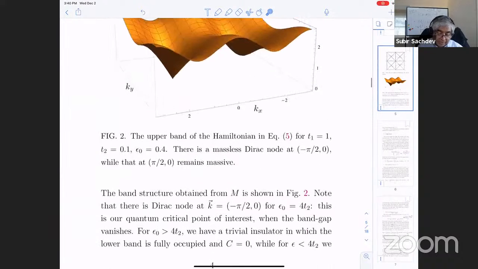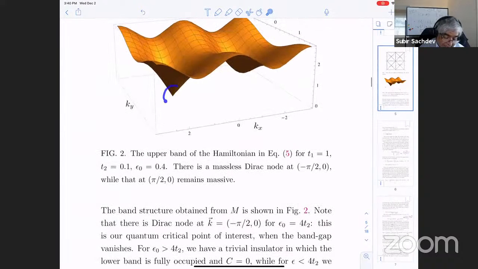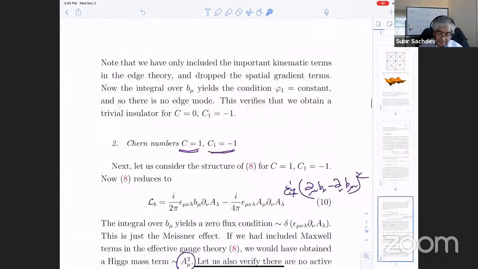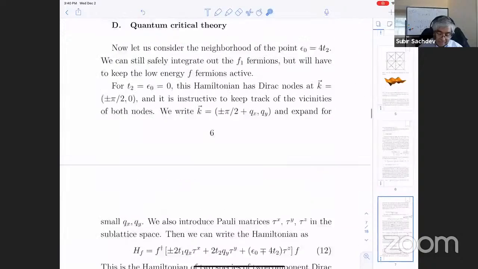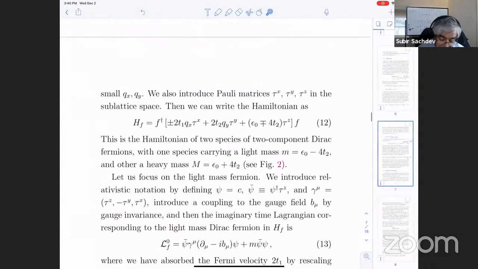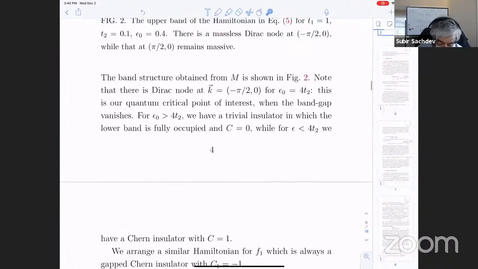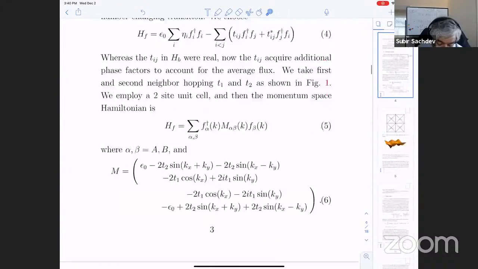So what do we do? Well, we just take the F band in this vicinity and write down a theory for it. So you just take the low energy limit of this, so this is all spelled out, and the kind of thing that I think you've done at least in the section.